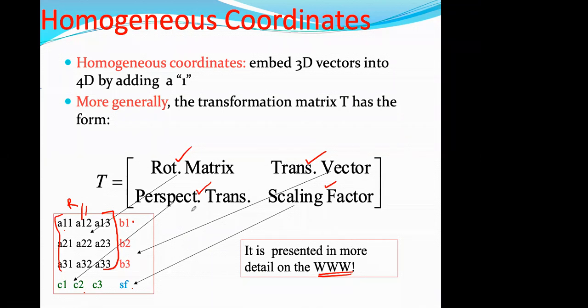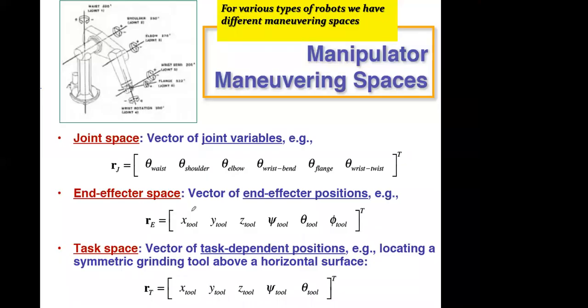Now let us go with some detail about some more complex problems, so that we can understand the more complex problem in great detail. So you are seeing for various types of robot we have different maneuvering spaces.